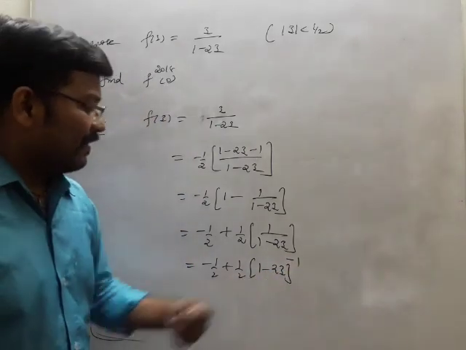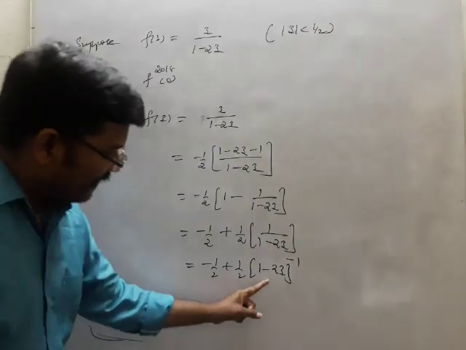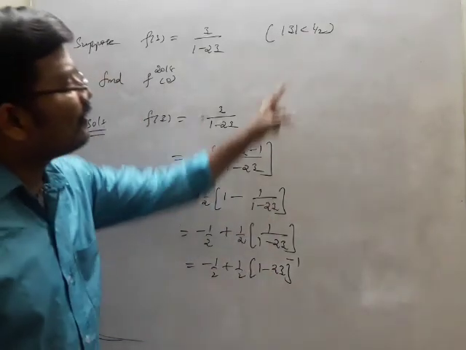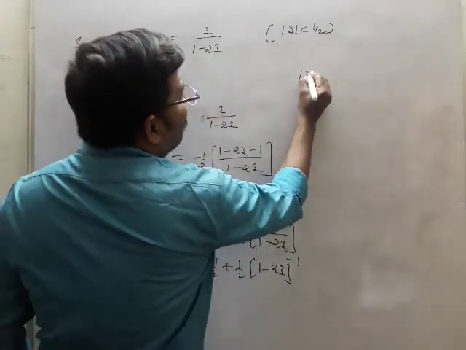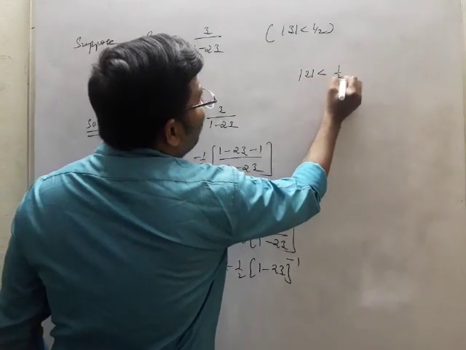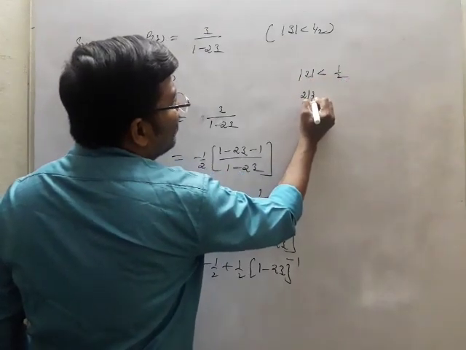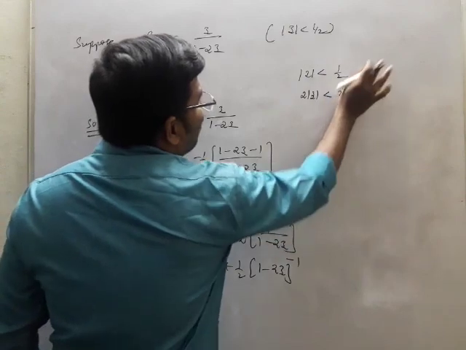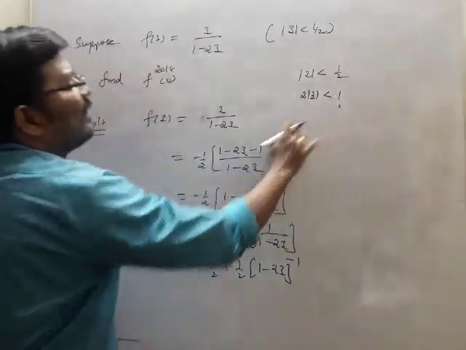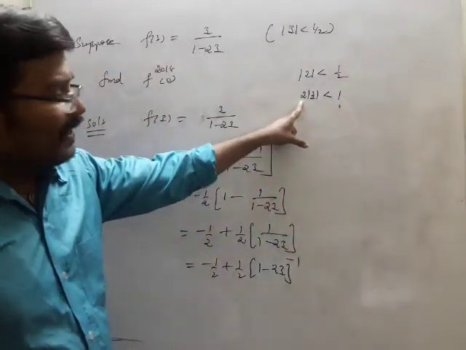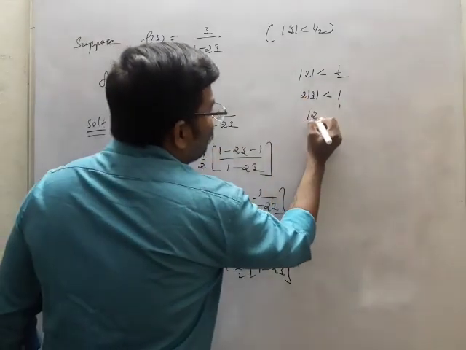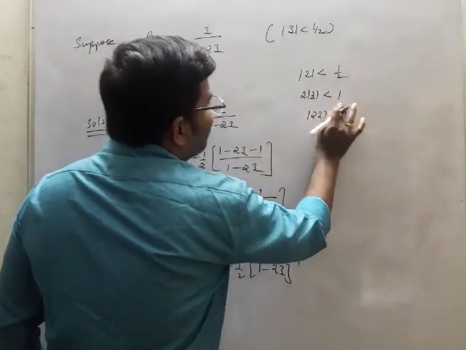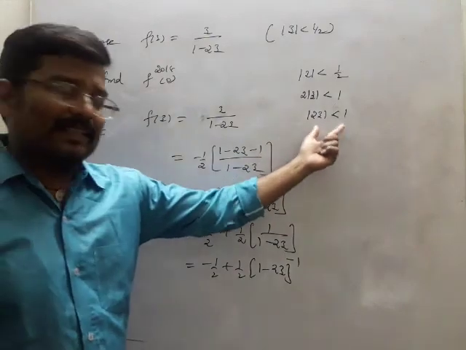Whole power, this is minus 1. So this is nothing but z. If what is given here, mod 2z is less than 1/2, so I will write it as 2 mod z is less than 1. Or you can take 2 inside also: mod 2z is also less than 1. So this condition is satisfied.